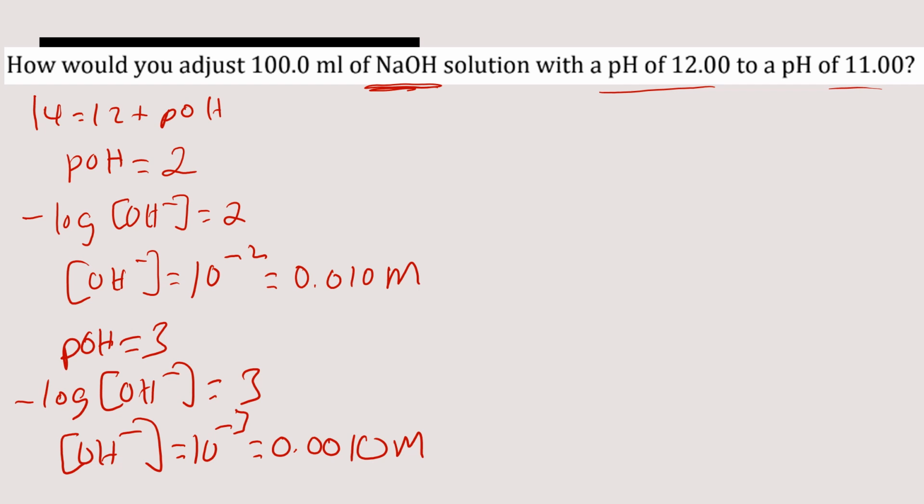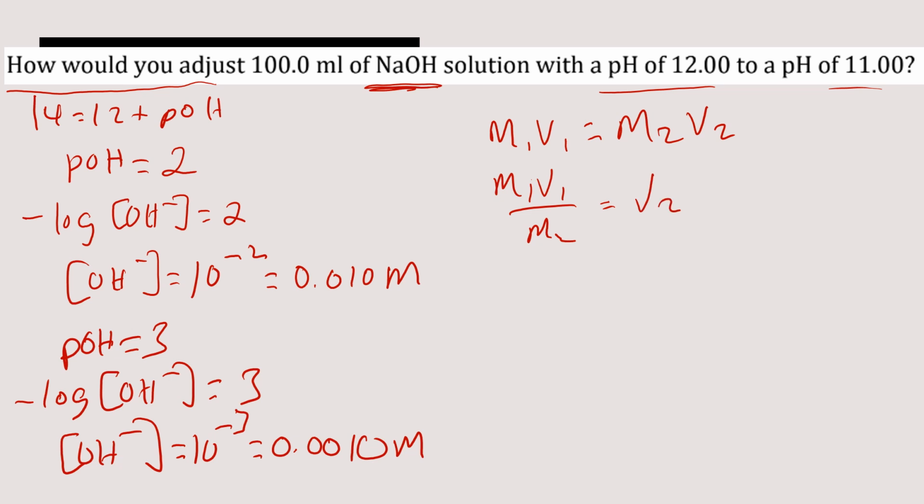So second step. If you remember from pre-AP, honors, whatever chemistry, either one, how would you adjust 100? Basically, now we have two concentrations and a volume, and we need to find what my new volume is going to be. So this is actually a dilution question. M1V1 equals M2V2. I want to solve for V2. So M1V1 over M2 equals V2.